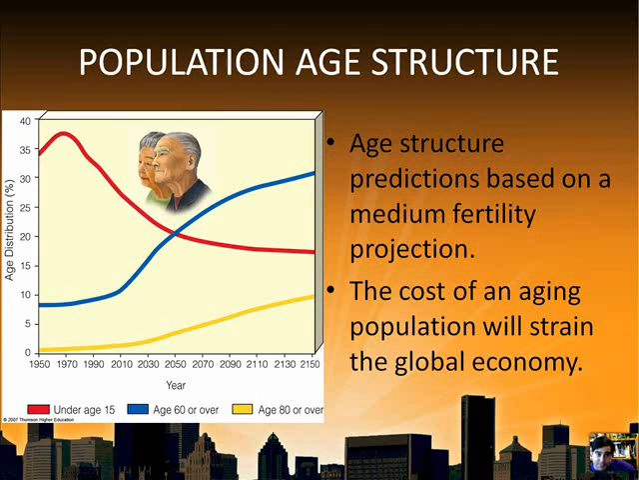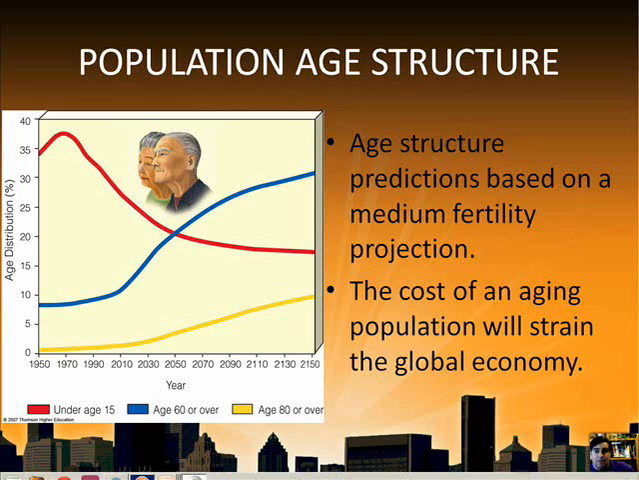Aging populations have a really large impact on the global economy and the economy of the individual countries. We could take a look at this graph and see how that is changing over time. The number of individuals in each age category is shifting tremendously. Here in red, we have the individuals that are under age 15, and we can see over years how that is decreasing.